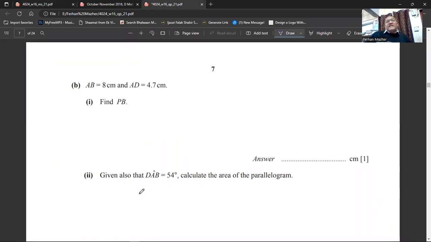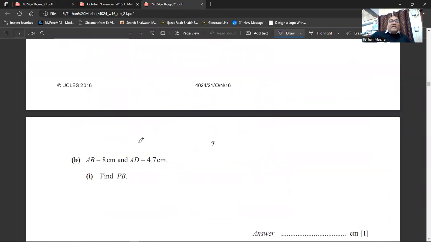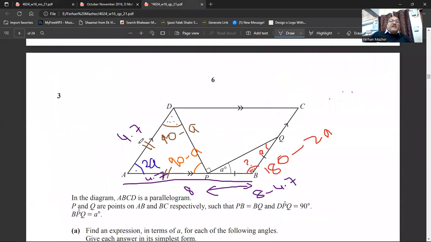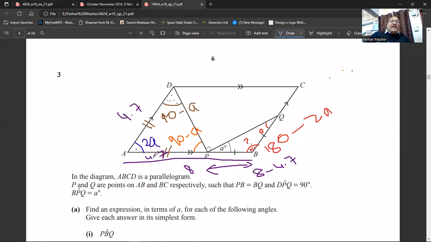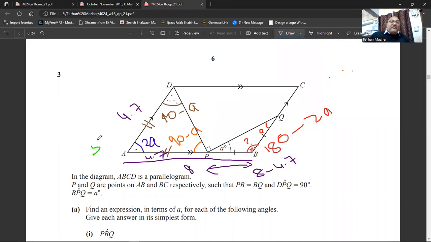Then he says, given that the DAB angle is 54, calculate the area of the parallelogram. Okay, so the DAB angle. If I know that this angle is 54, so I can find the area of this whole parallelogram.